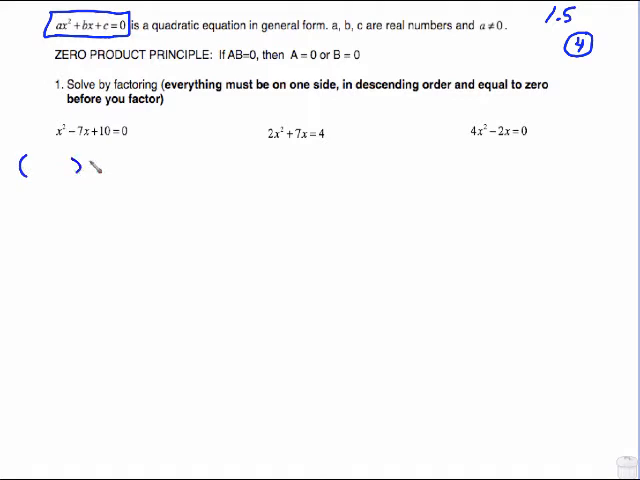This is just a matter of getting your 2 parentheses. This is x and x. Since the last sign is positive, the middle is negative. This is both minus 5 and 2.